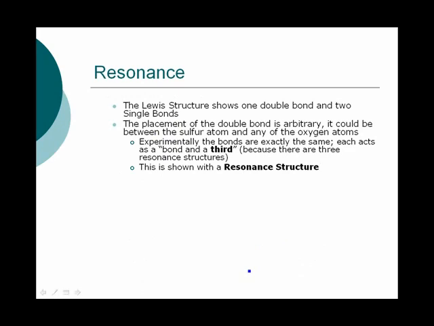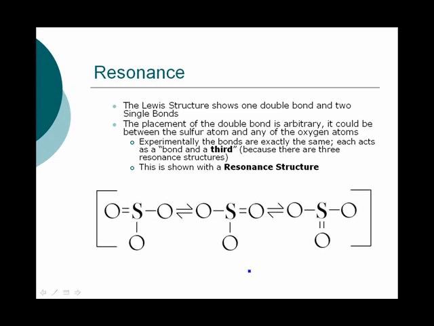So these aren't exact pictures. They're the best representation you can do with the amount of time we want to spend on representing it. So the placement of the double bond was arbitrary. It could have been between any of the sulfur and oxygen atoms. And experimentally, it turns out that all those bonds are the same strength, which sort of means that all those electrons are being shared equally.